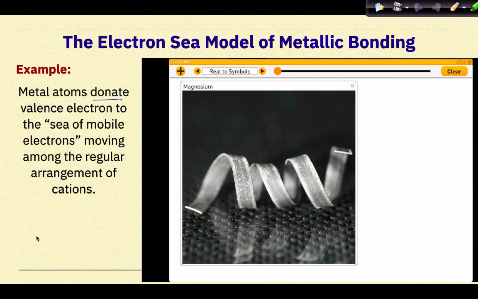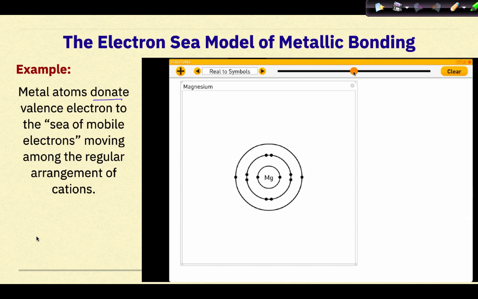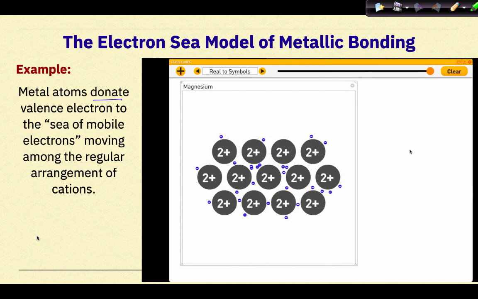Now we look at a piece of magnesium ribbon. As we zoom in, we can see the Bohr model of the magnesium atom with its 2 valence electrons. And as we zoom out, we see the positive cations with a 2+ charge and the 2 valence electrons that are delocalized and moving among the ions.